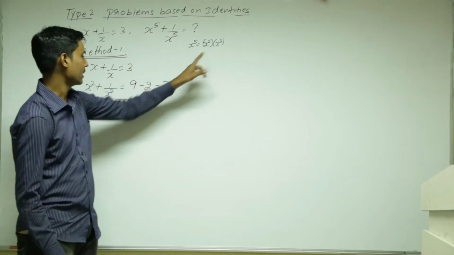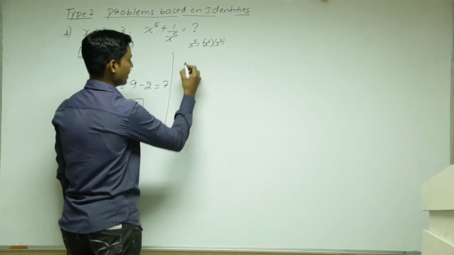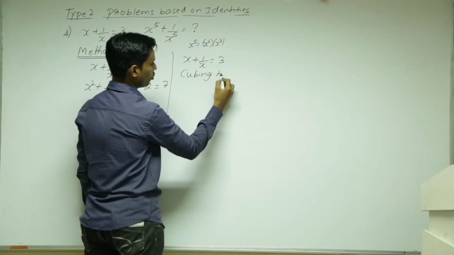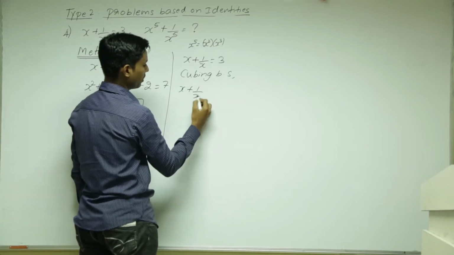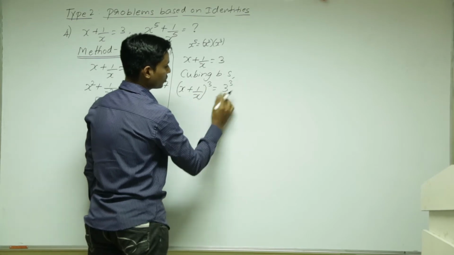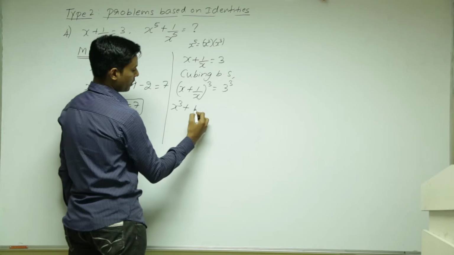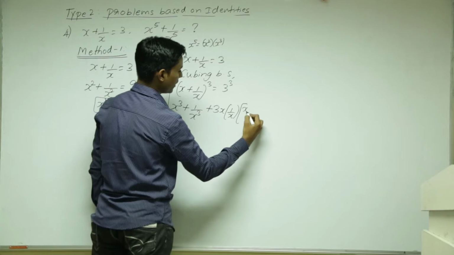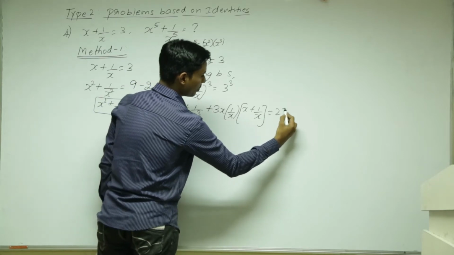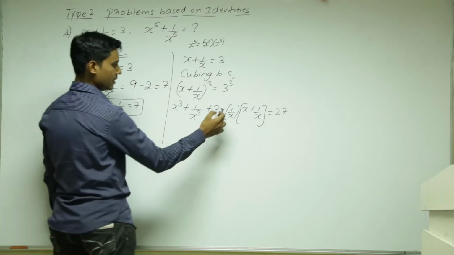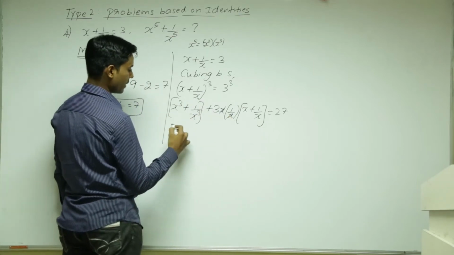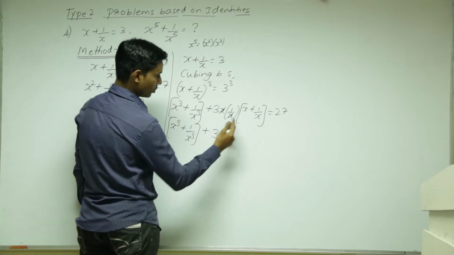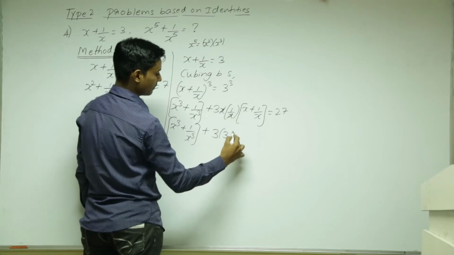Similarly, I also need to cube it. That means if I take x plus 1 by x is equal to 3, which is the given data, and cube both sides, using a plus b whole cube, x plus 1 by x whole cube is 3 cube, which is 27. This is a cube plus b cube plus 3ab into a plus b. 3 cube is 27. This will cancel out. x cube plus 1 by x cube is nothing but plus 3 into x plus 1 by x, whose value is known as 3. This is 27.